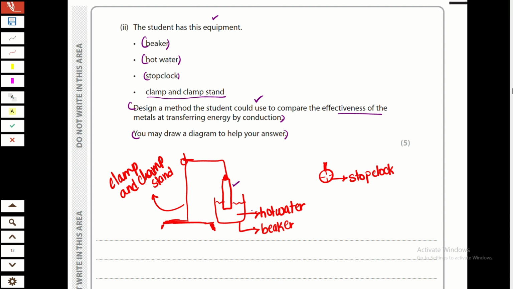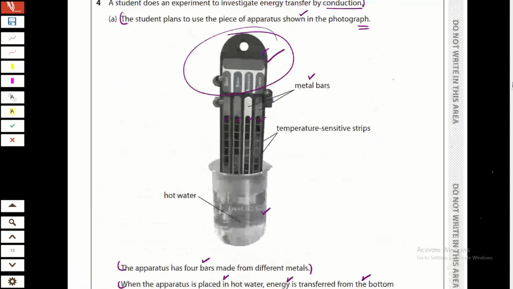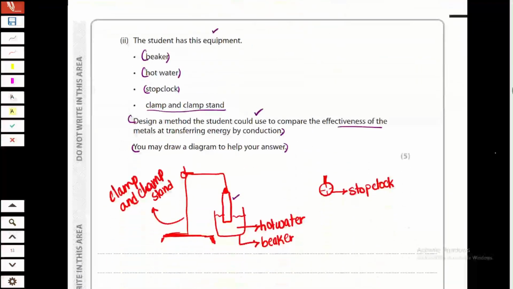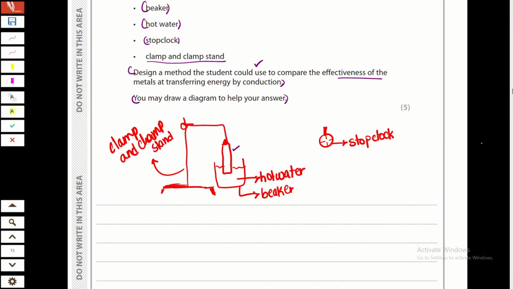So what the student is going to do is record the time taken for the top temperature sensitive strip to change color in case of each metal bar. The student is going to record the time required for the top temperature sensitive strip to change color for each metal bar. And then the student is going to compare the time taken. So that's how the student can compare the effectiveness of each of these metal bars in conducting heat, right? So this is the setup.